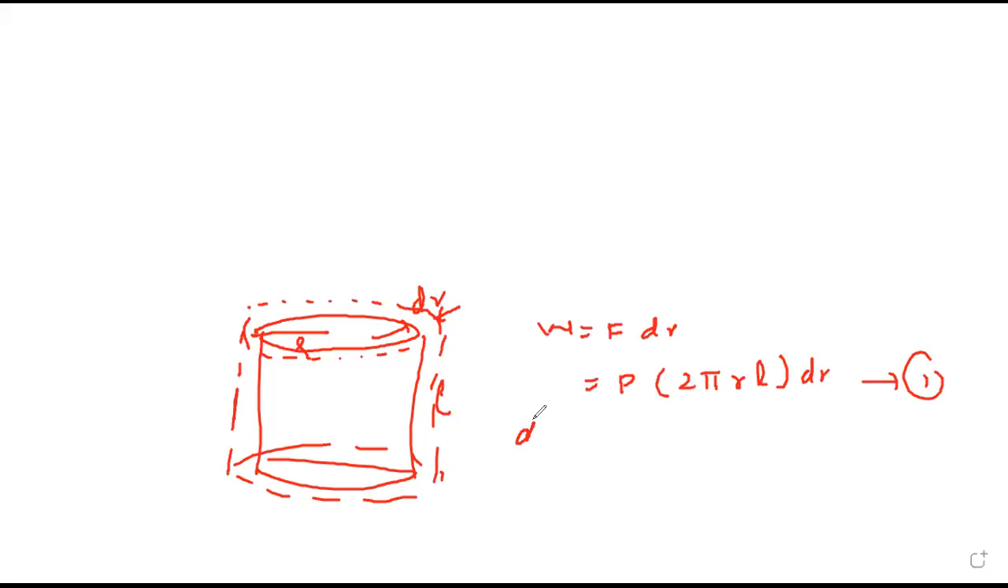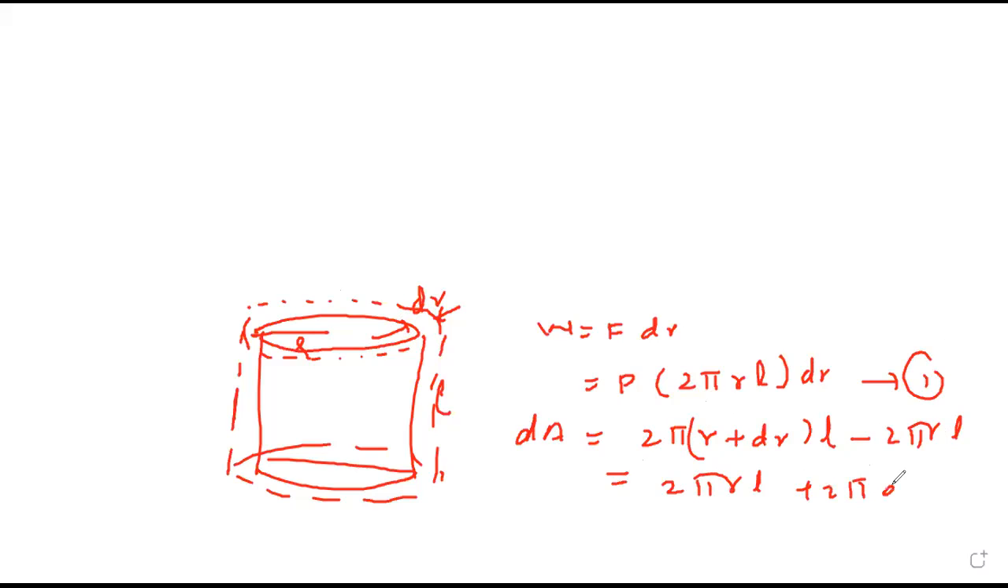Now increase in area dA is nothing but 2 pi (r plus dr) into that length L minus 2 pi r L. So 2 pi r L plus 2 pi dr L minus 2 pi r L.